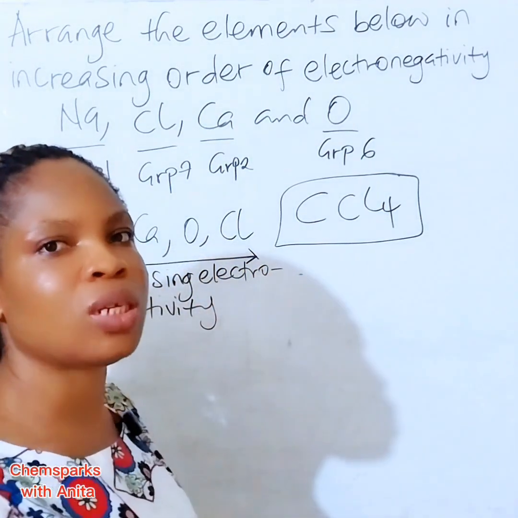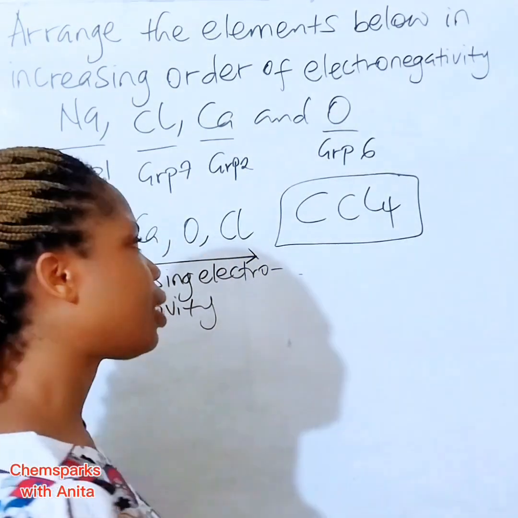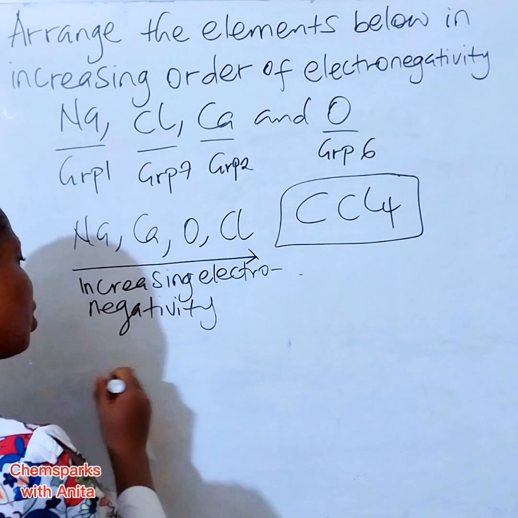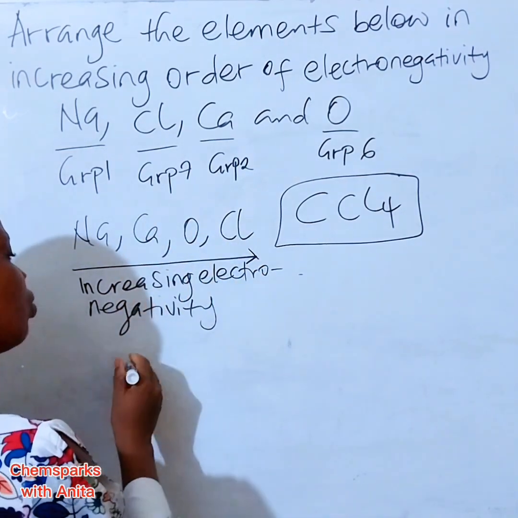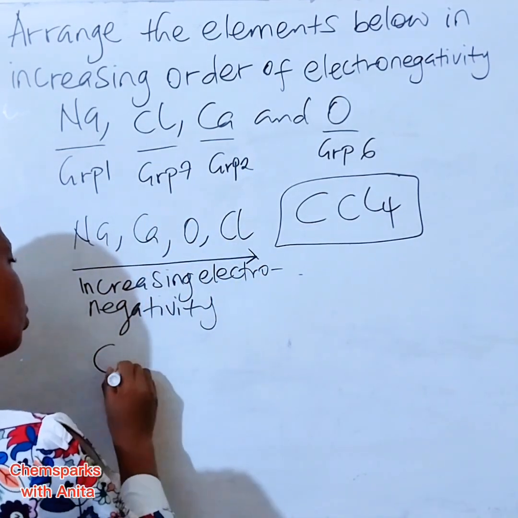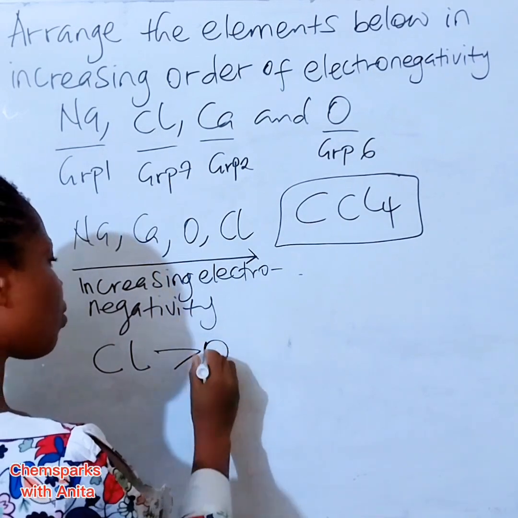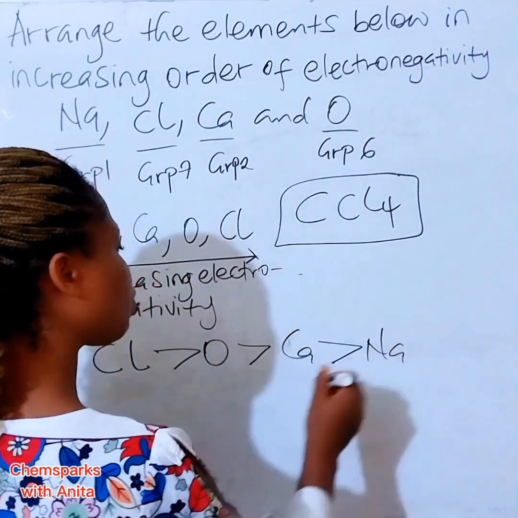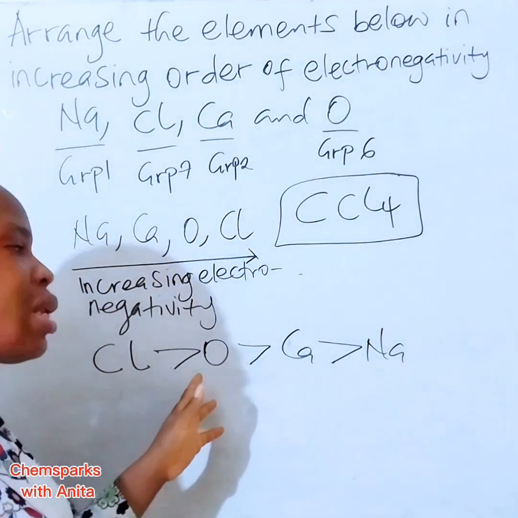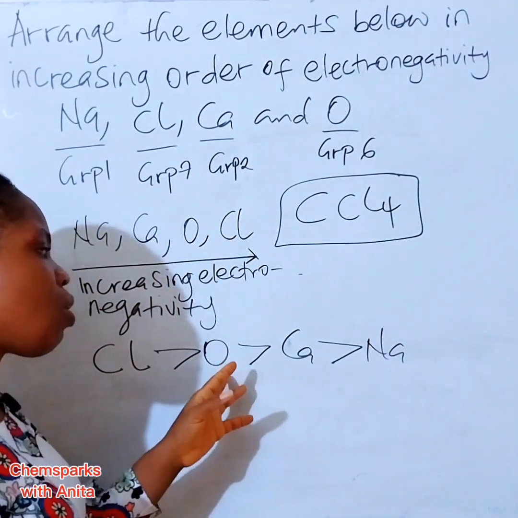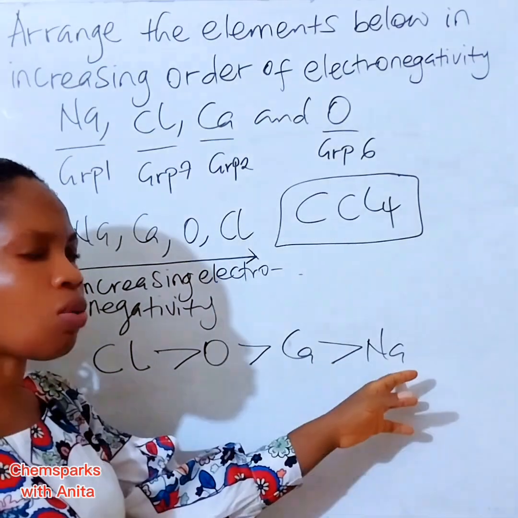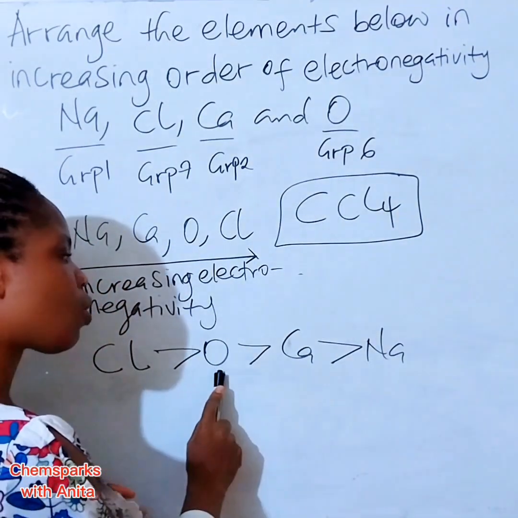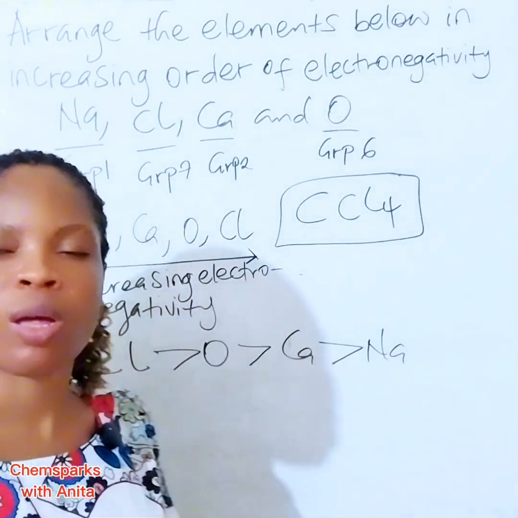Another way to answer this question is using the greater than sign or the less than sign. So if we are going to make use of greater than sign, then we are going to say, arranging it according to order of increasing electronegativity, we will now have chlorine is greater than oxygen, is greater than calcium, is greater than sodium. Okay, so if you're making use of the greater than sign, chlorine is greater than oxygen, oxygen is greater than calcium, calcium is greater than what? Sodium. So that means that chlorine is greater than all of this, followed by oxygen, followed by calcium, and then sodium. I hope this is clear, right?